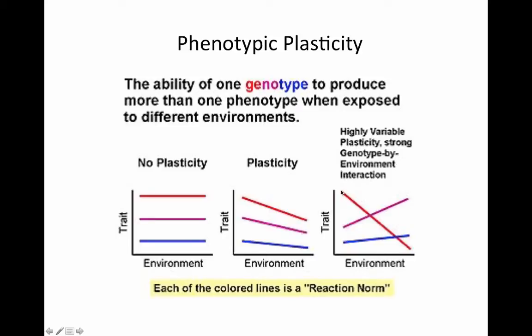How the environment affects the trait value depends very strongly on what genotype the individual has. Each of these colored lines is known as a reaction norm. This is how the genotype reacts differently depending on the environment that it's in, and this is how we can measure phenotypic plasticity. This is a very abstract version of this.